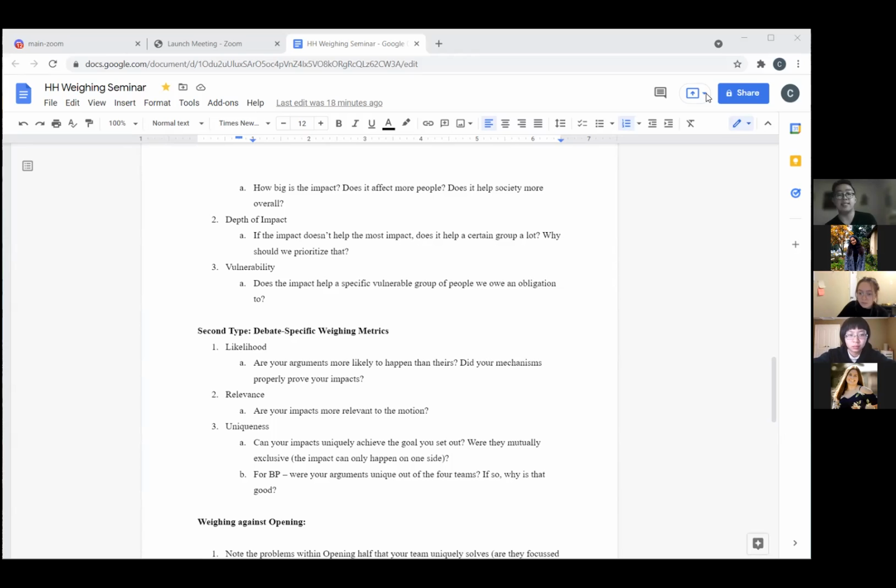But on uniqueness, can your side and impacts uniquely achieve the goals you set out? Were they mutually exclusive, i.e., the impact can only happen on one side? This is why a lot of times when you see a few more high-level debaters debating, one of the things that you oftentimes see them do is ask the question in their argument, why are other alternatives unlikely or likely to also lead to this impact?